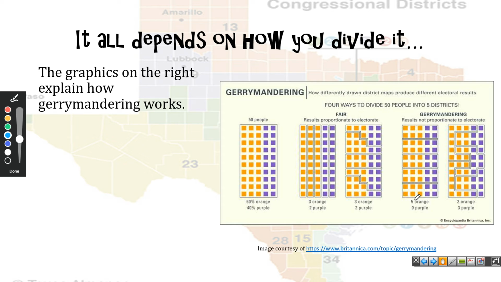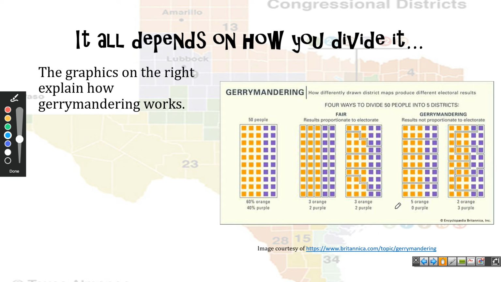All right, so this does not seem fair because basically, even though 40% of the people in your state are a member of the purple party, they actually get 0 representation. None of their fellow members of the purple party get elected to Congress. All right, and that doesn't seem fair to us.